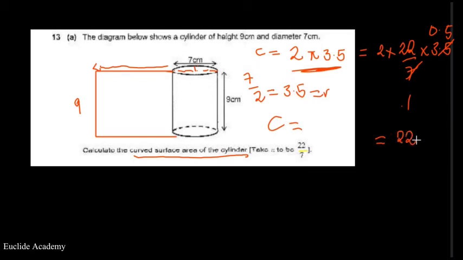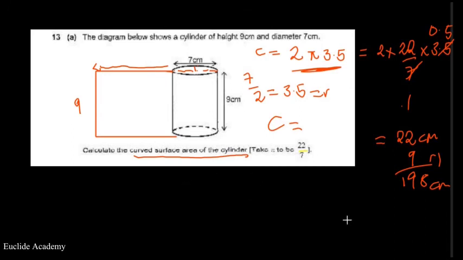That is 22. So we got our length, which is 22 centimeters, which is our circumference. So if you multiply 22 by 9, what do we get? That is 198. Okay, so we get 198 centimeters.